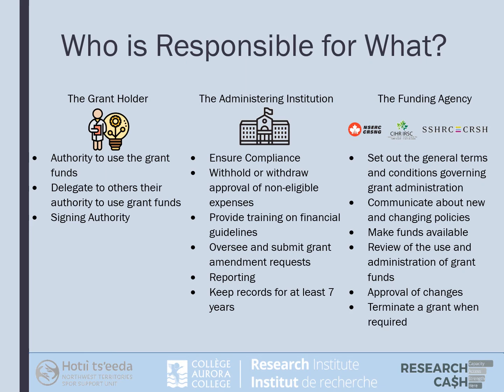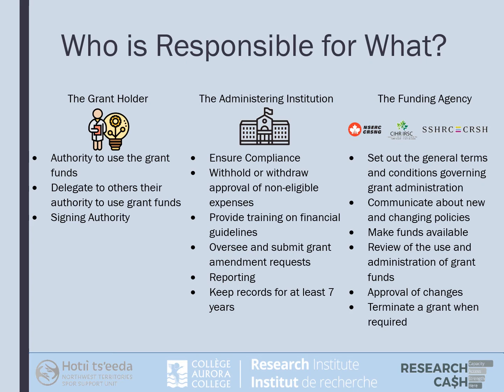And just to recap, the grant holder, that is you. You are the researcher who has been approved because you wrote an excellent proposal. You've been awarded funds. The administering institution is the institution that you are applying through. They are the ones receiving the funds and administering them as per your direction.